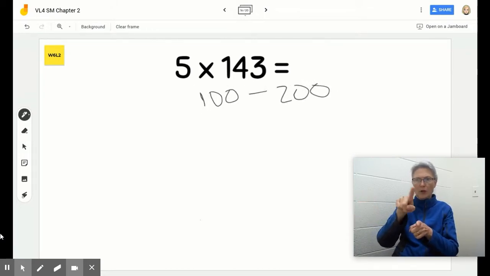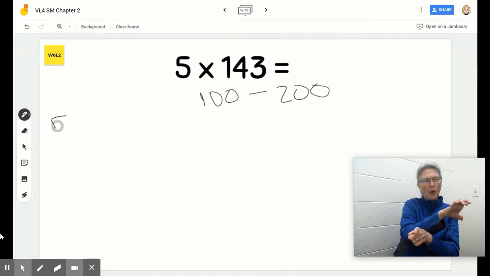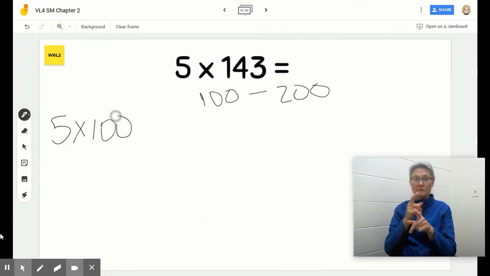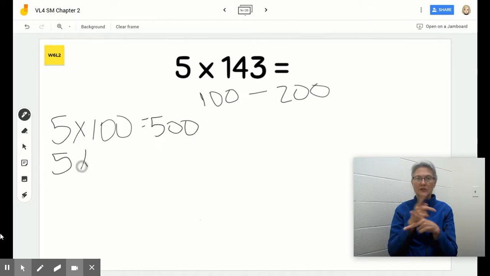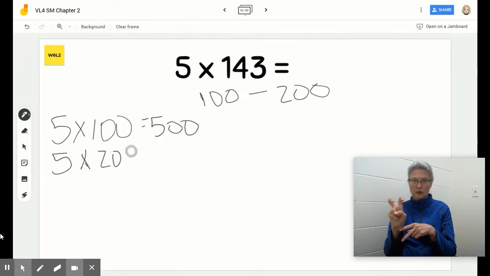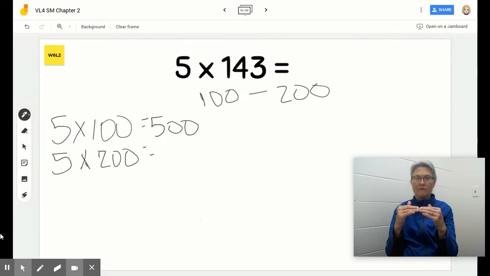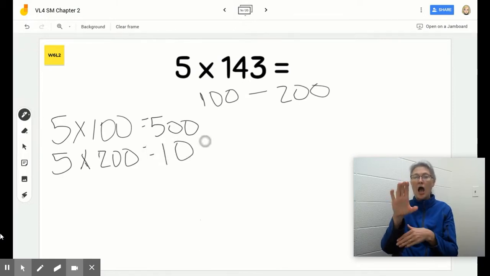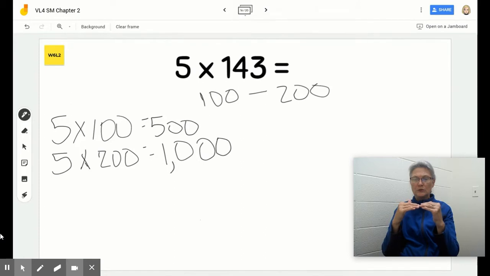And if I'm thinking about it from that perspective, I could essentially write it out as 5 times 100, which would be 5 hundreds. And then we would have 5 times 2 hundreds, which would be 10 hundreds. And 10 hundreds is equivalent to 1,000. Don't forget to put that comma. It's a 1, 2, 3, and comma. So that tells me that my answer, my product, will be between 500 and 1,000.